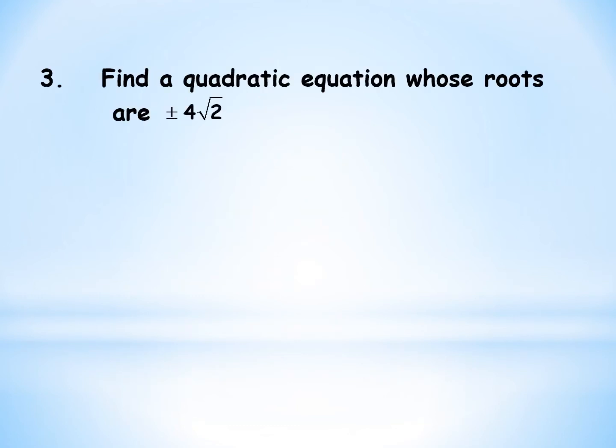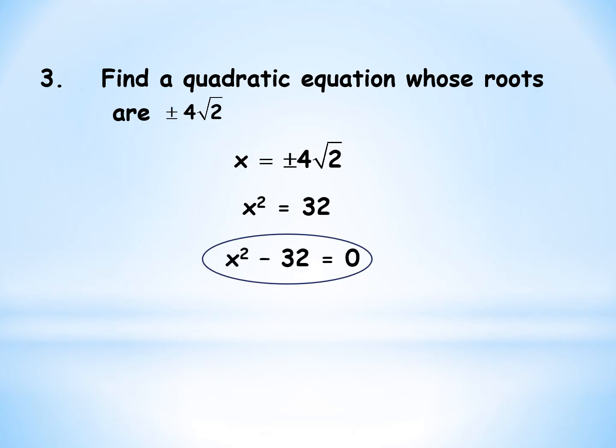All right, find a quadratic equation whose roots are plus or minus 4 square root of 2. Again, always start the same way. Start by saying x equals plus or minus 4 square root of 2. Now, where did that plus or minus come from when you were solving? Well, it comes from square rooting, but I'm working backwards, so instead of square rooting, I'm going to square. So I'm going to square both sides. Remember, 4 square root of 2 squared is 4 squared, which is 16, and then the square root of 2 times the square root of 2, which is 2. 16 times 2 is 32. And then to get the equation equal to 0, I'm just going to subtract 32.